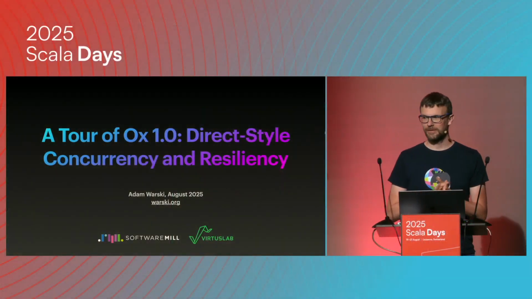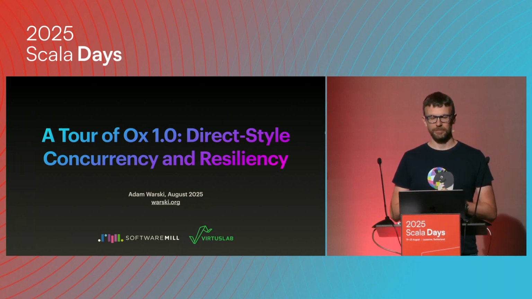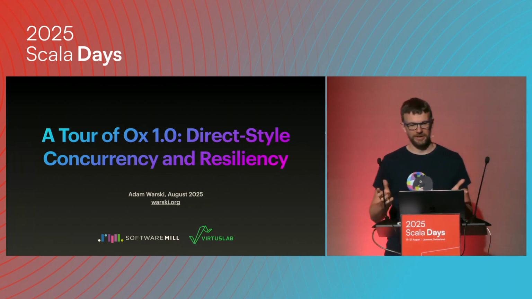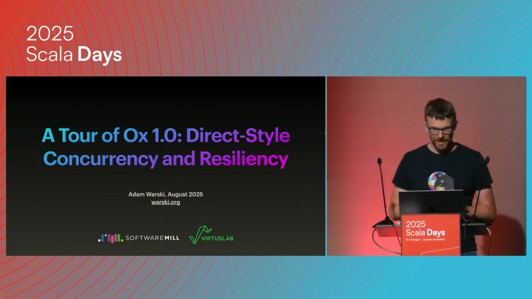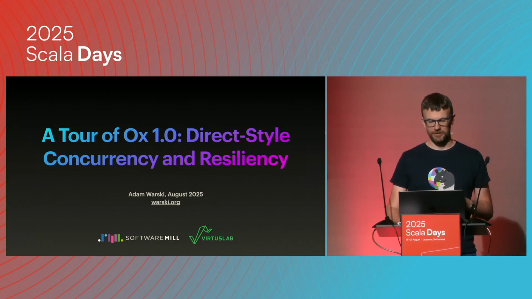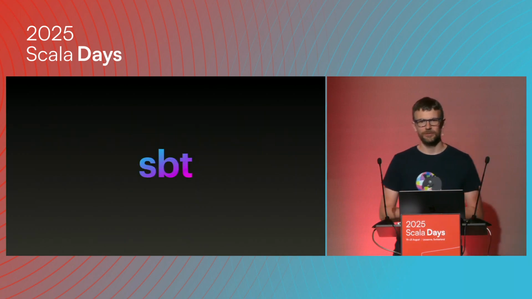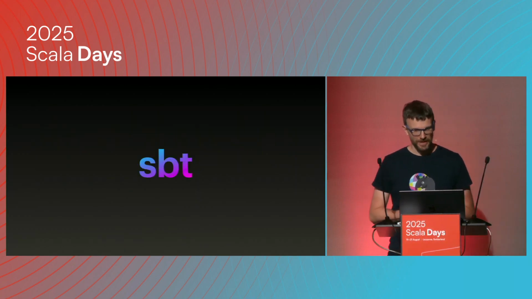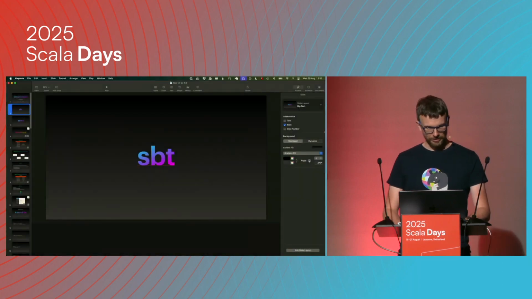I come from nearby, from Warsaw, Poland, and I would like to make a tour of OX 1.0, a library for direct style concurrency and resiliency. Actually, before we dive into the library itself, I would like to make a small detour about SBT. And for that, we will go into the console.